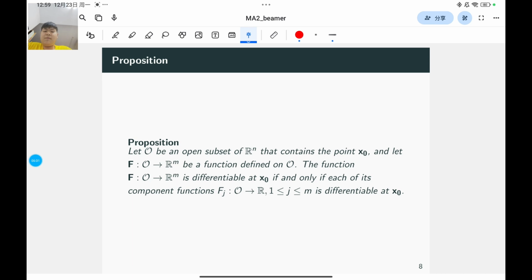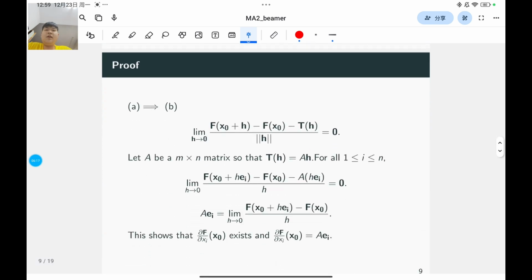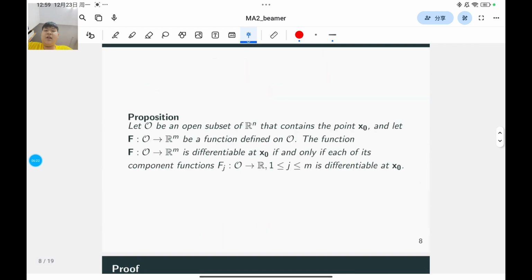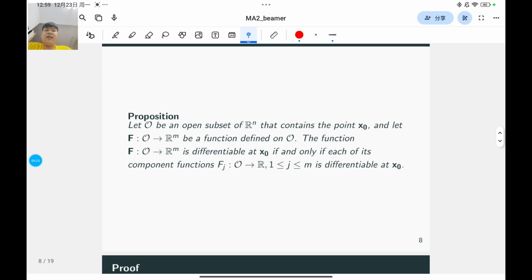Let f be a function defined on a domain O. The function is differentiable at x0 if and only if each of its component functions fj is differentiable at x0. Sorry, I don't prove this here. If you are interested in the proof, you can see the textbook, page 222, that I put in the references at the end of this slide.